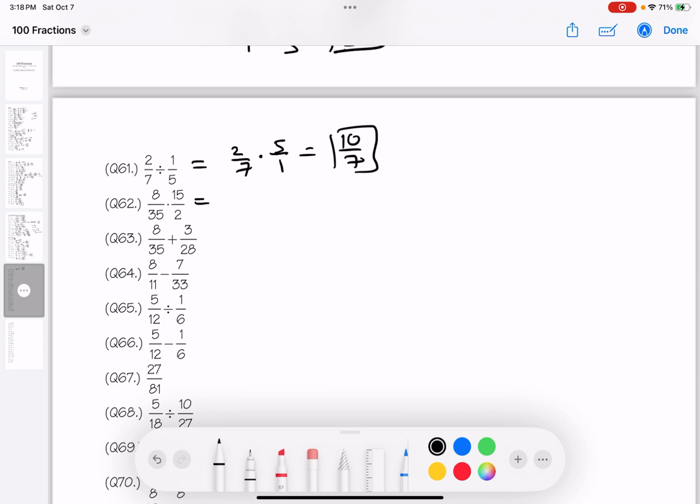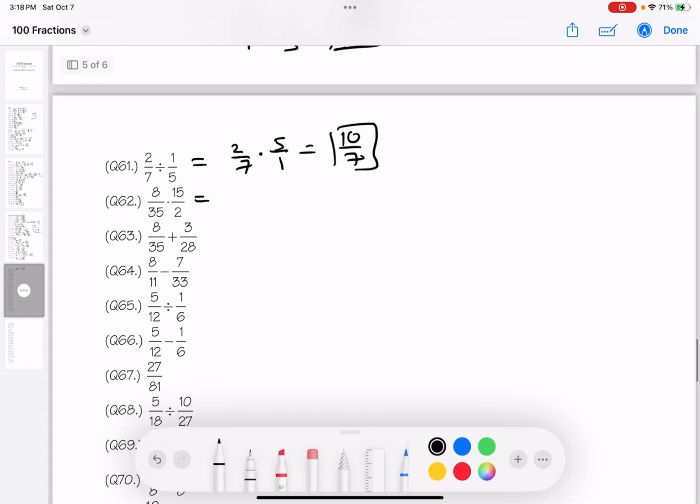Looking at this one over here, again, I'm reducing it, and maybe I should slow down a little bit. I'm going to say 8 is really 2 times 4, and 35 is 5 times 7. The 15 is 3 times 5, and the 2 I'll just call 2. The 2's cancel. What else cancels? The 5 cancels. What are you left with? 4 times 3 on top, which is 12. On bottom, you're left with a 7.